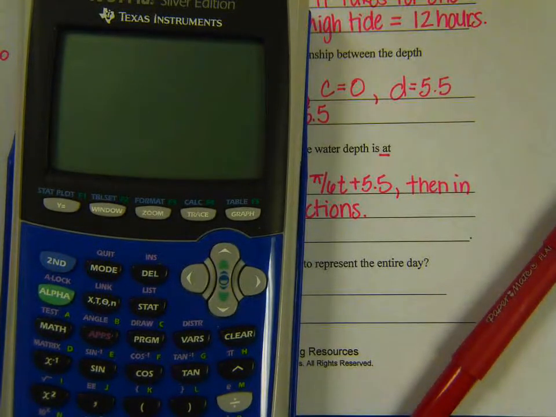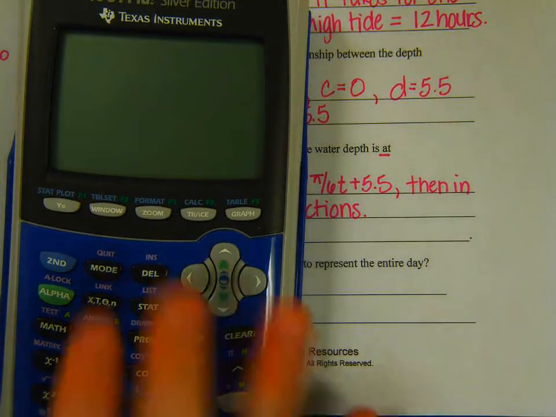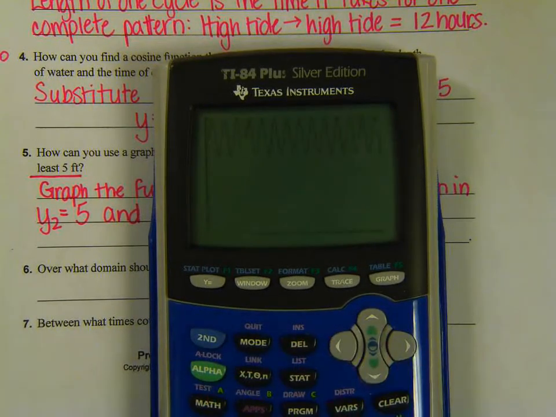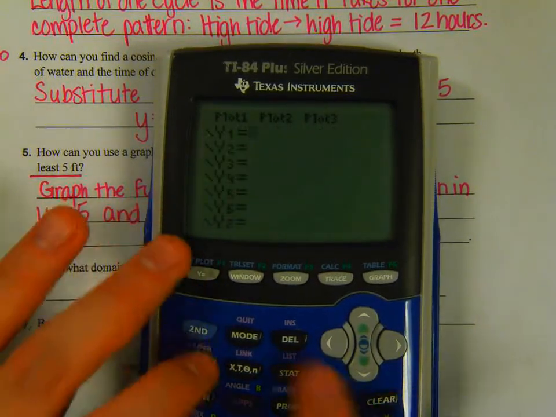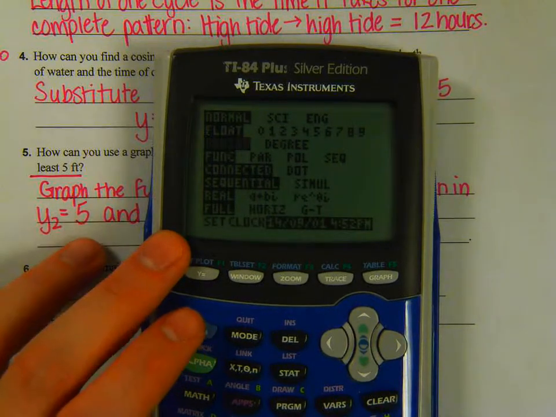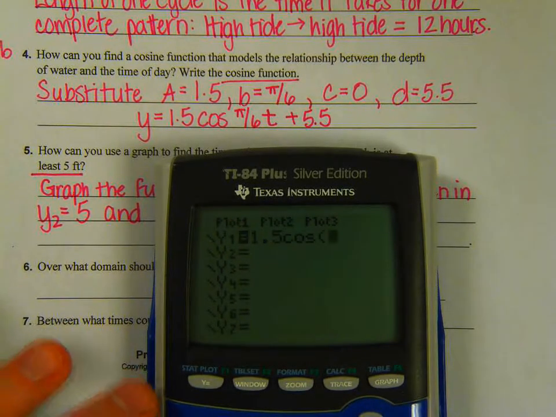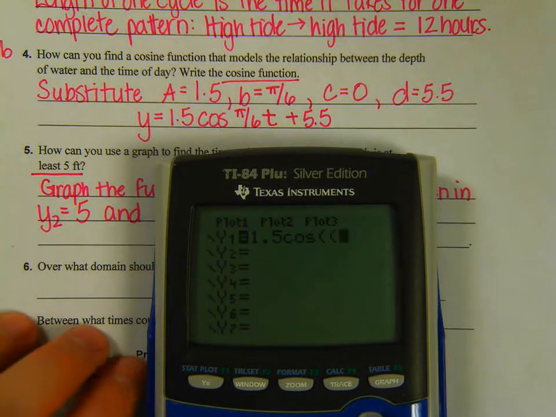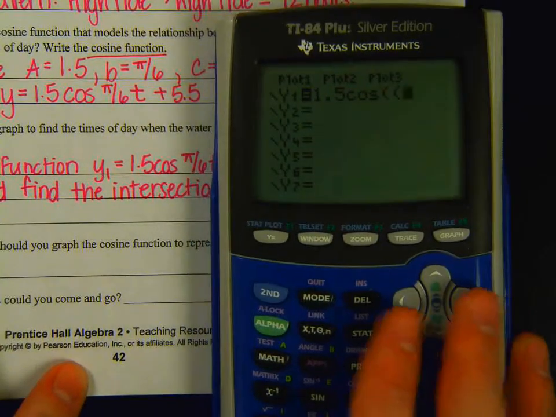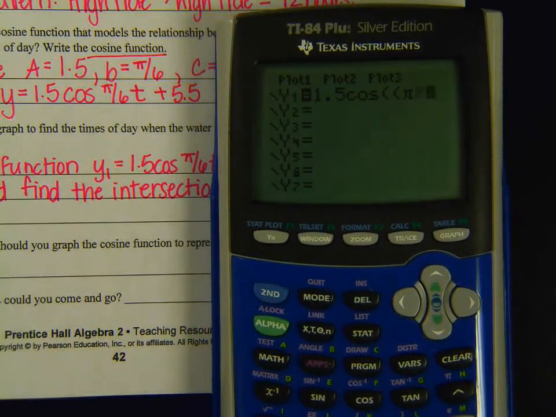You need to make sure you're in radian mode, so if you haven't done that or checked that, you need to make sure you're in radians in order to do these problems. So mode, make sure you're in radian mode. Typing in 1.5 cosine. I would suggest using parentheses for the pi over 6 part. I didn't already put a parenthesis there, so I need another one. And plus 5.5.